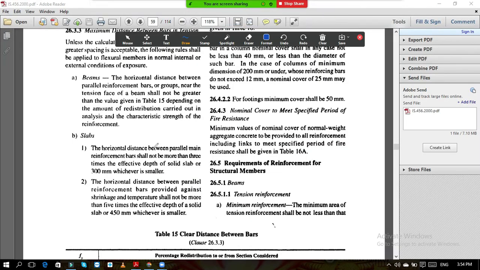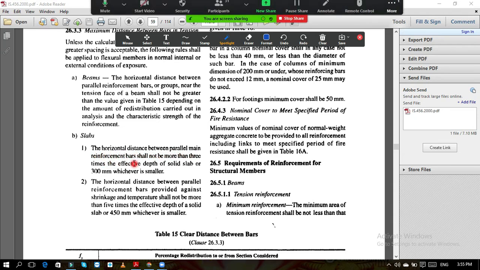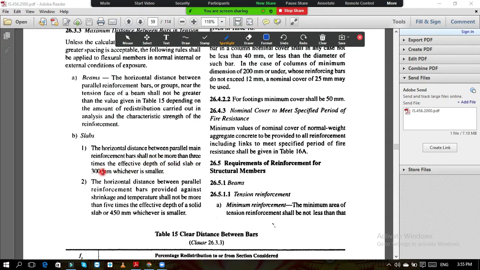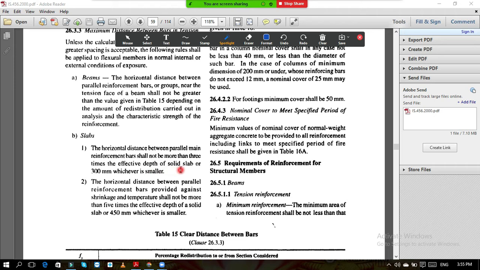Now if you see this, the horizontal distance between the parallel main reinforcement bars. Now we are providing the main reinforcement. Main reinforcement bars shall not be more than 3 times the effective depth of the solid slab. Here they have given 3 times the effective depth of the solid slab. I will underline that.